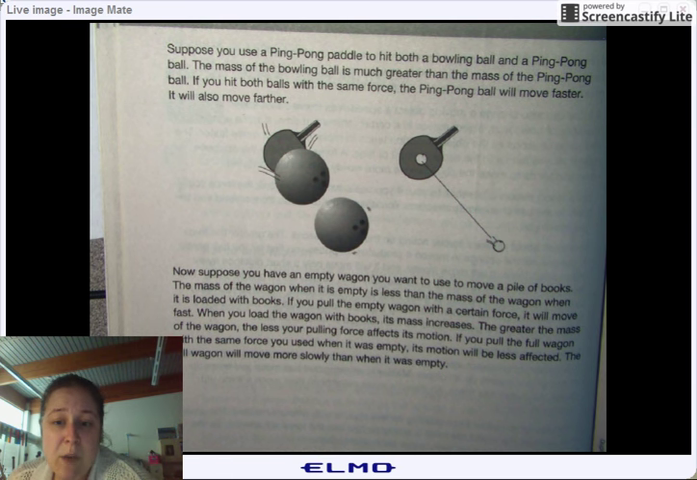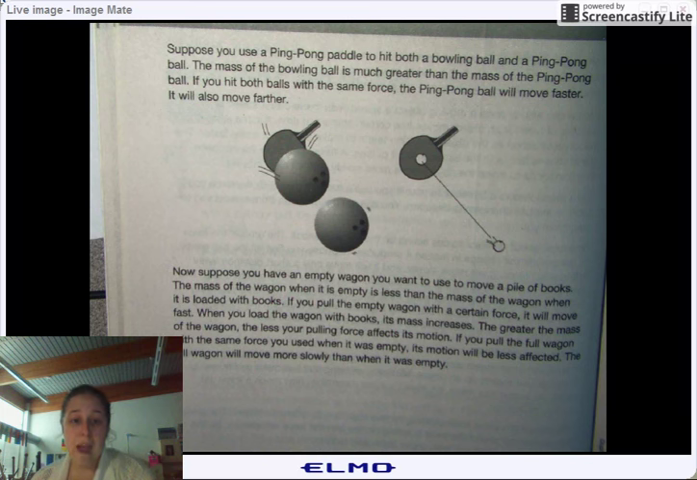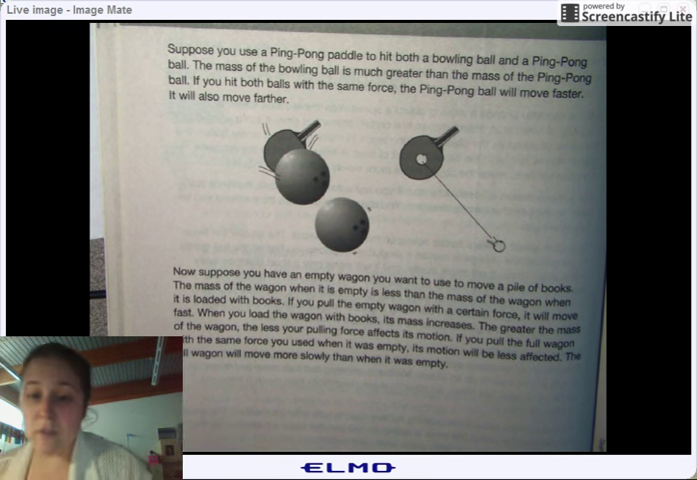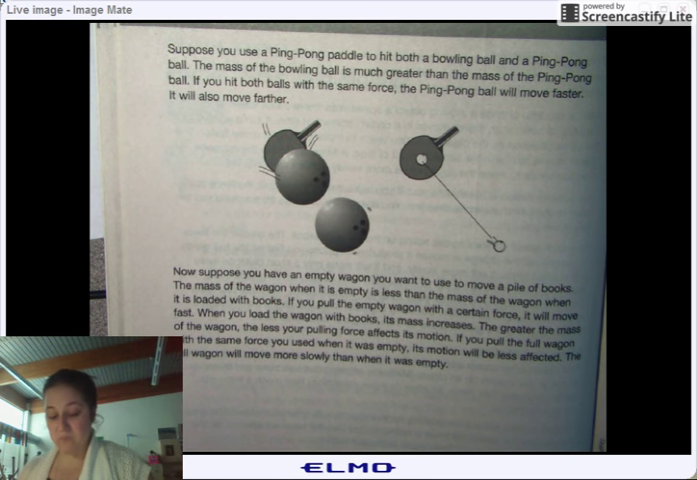If you pull the empty wagon with a certain force, it will move faster. When you load the wagon with books, the mass increases. The greater the mass of the wagon, the less your pulling force affects its motion. If you pull the full wagon with the same force you use when it's empty, its motion will be less affected. The full wagon will move slower than when it is empty. So think about it.